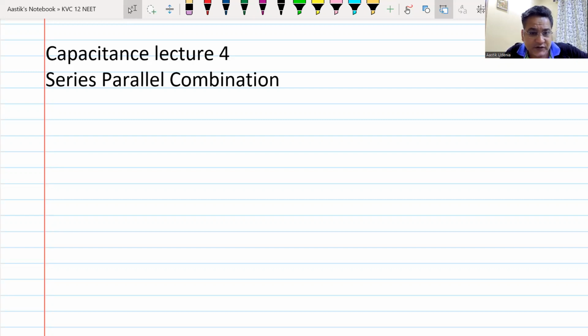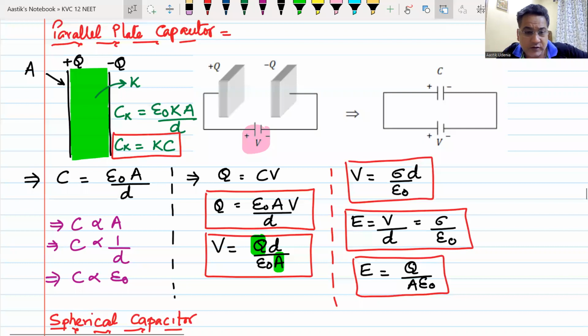In the previous class, we had seen the concept of parallel plate capacitor. We had seen on what all factors the capacitance of a parallel plate capacitor depends, and we had seen the different formulae. Do we remember these formulae? Yes or no? The formulae for capacitance. Do we remember these formulae?